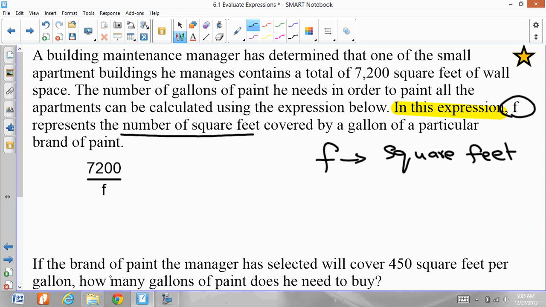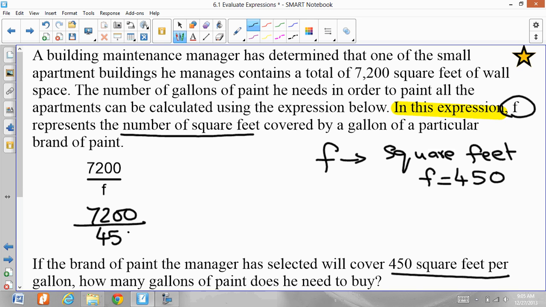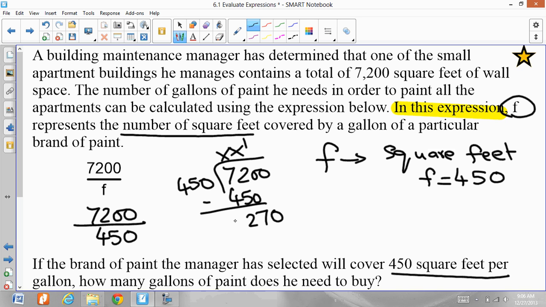So the question is asking you if the brand of paint the manager has selected will cover 450 square feet. So your F actually is 450. So all you have to do is 7200 divided by 450. Keep in mind this is your division symbol. So you're basically dividing 7200 divided by 450. It goes in ones, and that is going to be 450. Make sure that you're borrowing. So you're going to get 270. Bring the 0 down, and this is going to be 2700. And the answer in this case is 16.